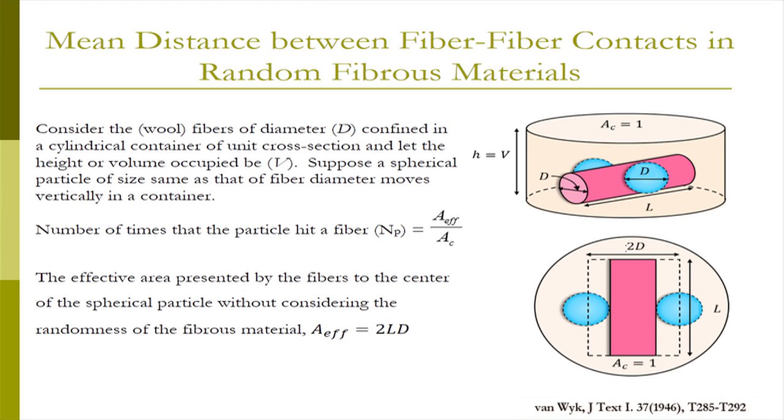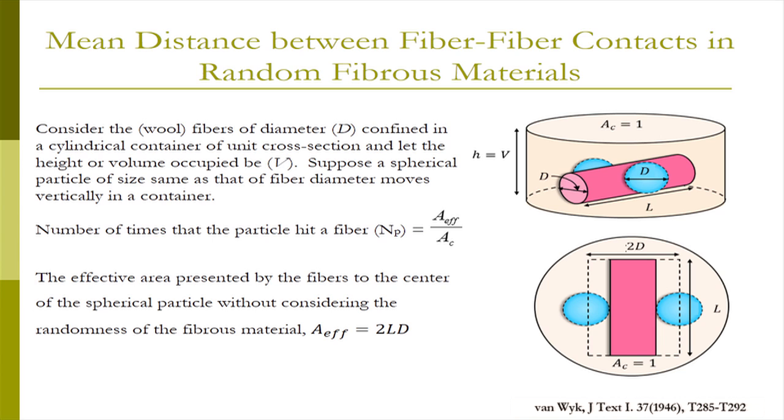Here the spherical particle is considered, which is also representing another fiber, but just for simplicity Van Wyck considered the spherical particle in place of the cylindrical fiber, but both these entities have the same diameter. So, in this case the effective area presented by the fibers is 2dL. D is the diameter of the fiber or the diameter of the particle, because both are the same, and L is the length of the fiber. So, this is the effective area which is presented by the fibers to the center of the spherical particle.